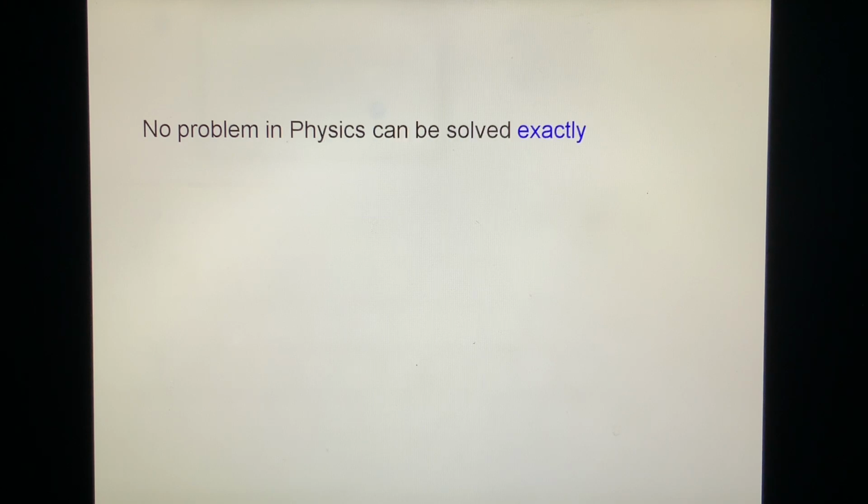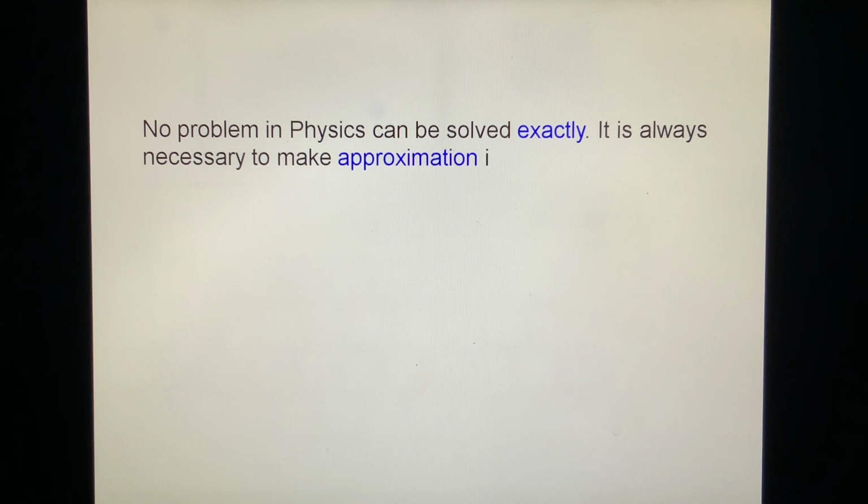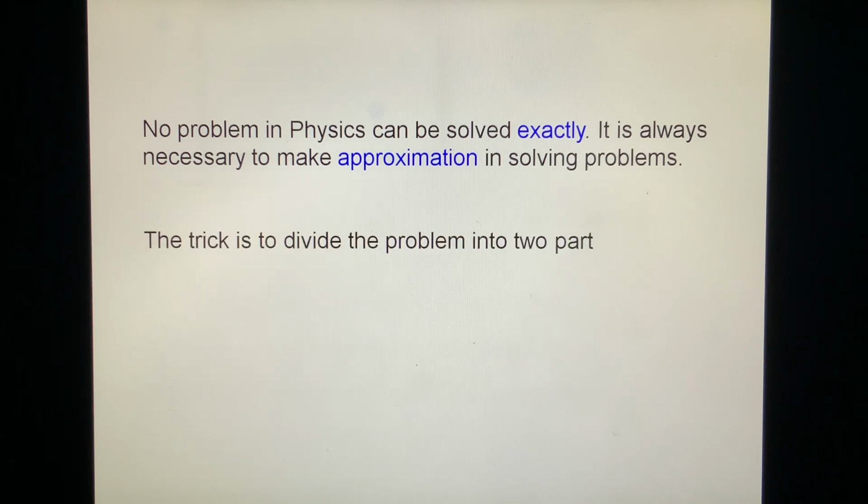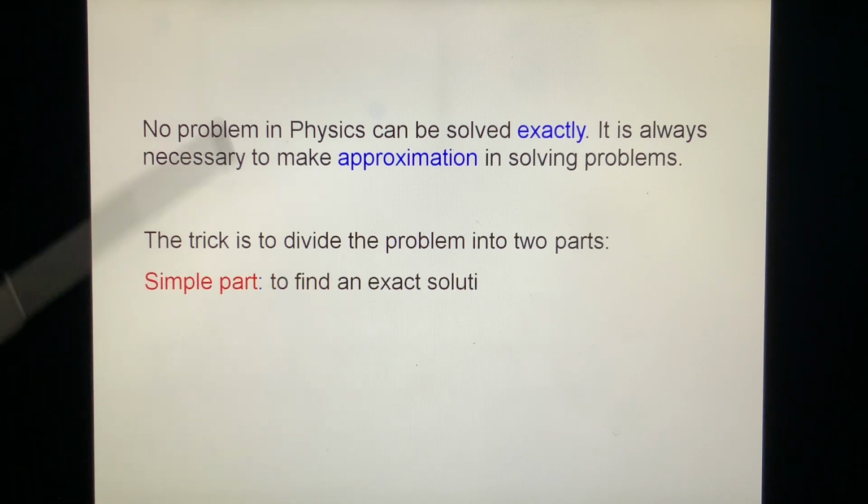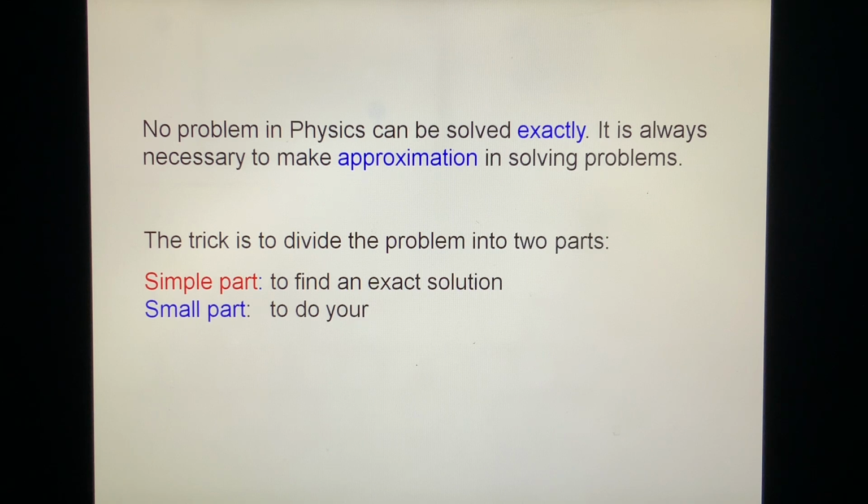No problem in physics can be solved exactly. It is always necessary to make approximations in solving problems. The trick is to divide the problem into two parts: a simple part, to find the exact solution, and a small part, to do your best, or small enough to be neglected.